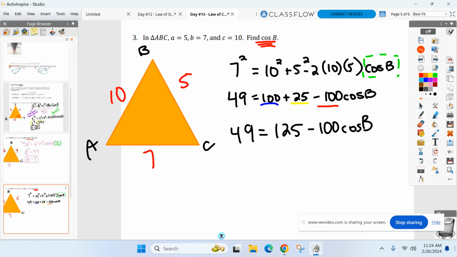All right, where are my algebra studs now? I need cosine B by itself. What's your next move? I've combined all the like terms I can. Now I want to start moving things over. What gets moved and how? Subtract 125 over. Boom. See you later.